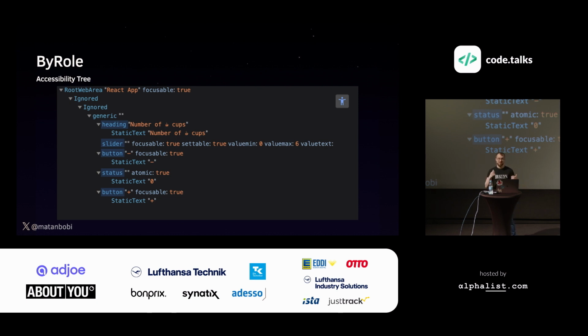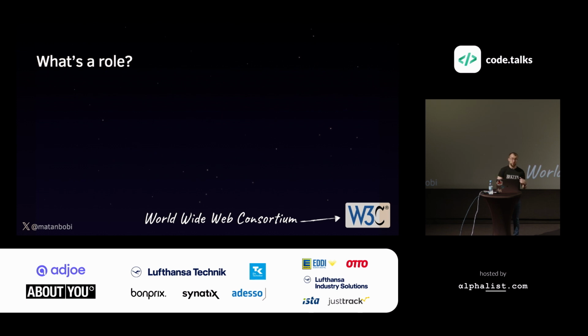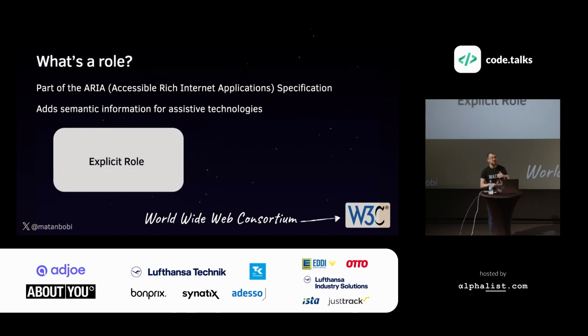So let's get back to the specification to understand how that actually happens. What's a role? The roles are defined by the World Wide Web Consortium, which is the W3C. And this is the group that actually writes the specifications for the web. In Testing Library, what we're doing is we're heavily relying on ARIA, which is the Accessible Rich Internet Applications specification. And what that specification says is that role adds semantic information for assistive technologies, such as screen readers and more. And a role can be either explicitly defined or it can be implicitly defined.